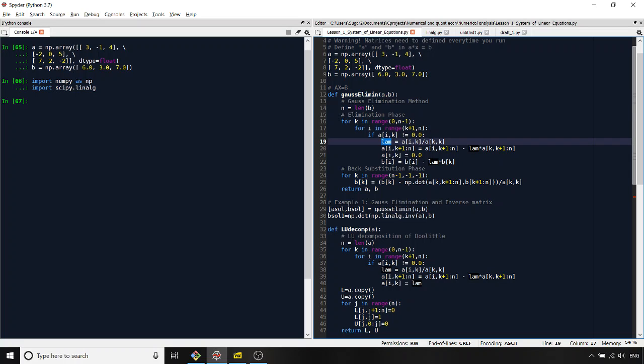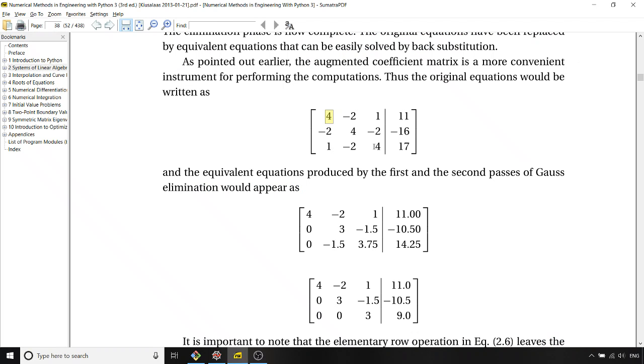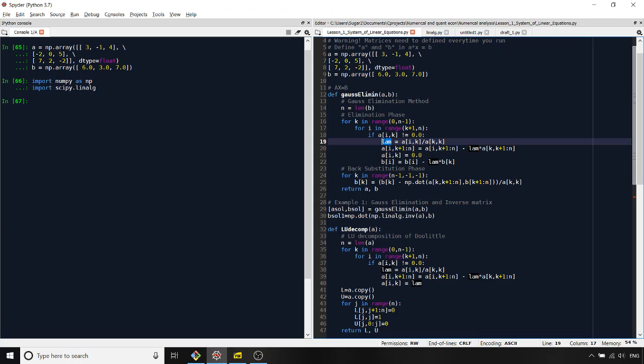With this multiplier, now we should multiply all elements of this and add each of them to these values. So this is here. From i, this is the second row, as you know, from the second column to the last column.